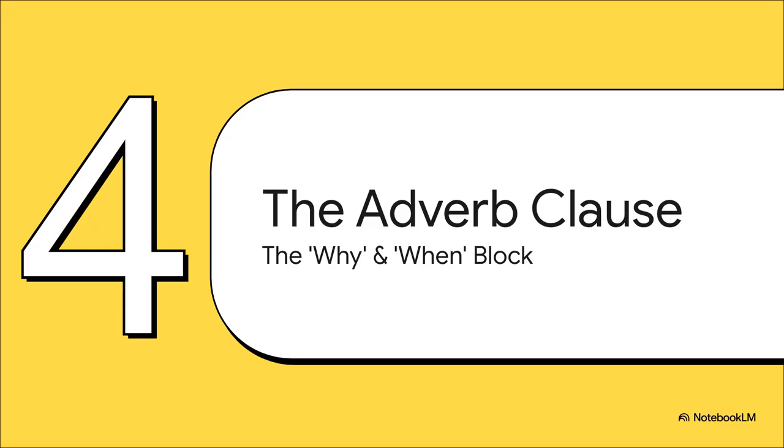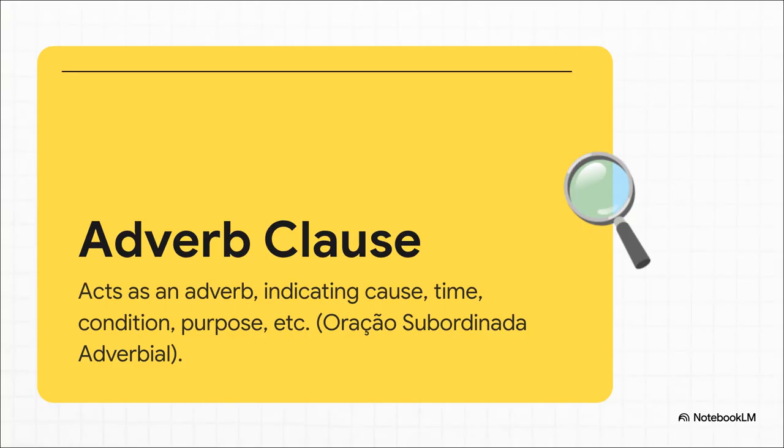All right, our final building block is the adverb clause. And honestly, this one's a real workhorse. It adds all kinds of context, the why, the when, the how, to the main action of your sentence. So, you know how a single adverb can change a verb, right? Like running quickly? Well, this whole clause, the oração subordinada adverbial, does the exact same thing, but with way more detail. It's all about explaining the circumstances surrounding an action.